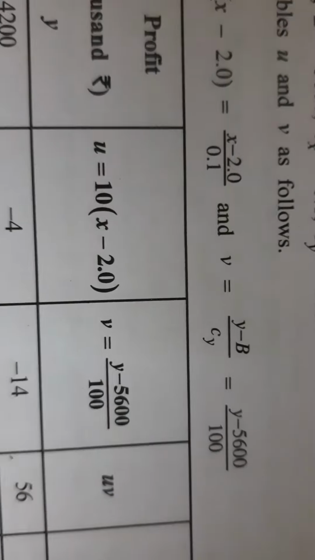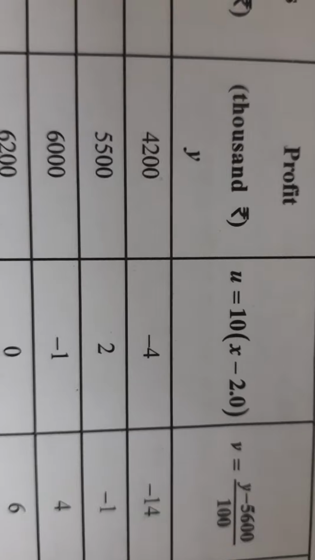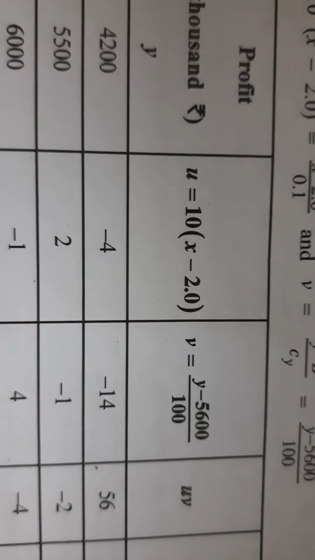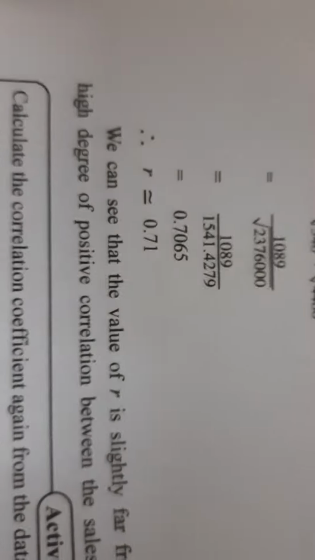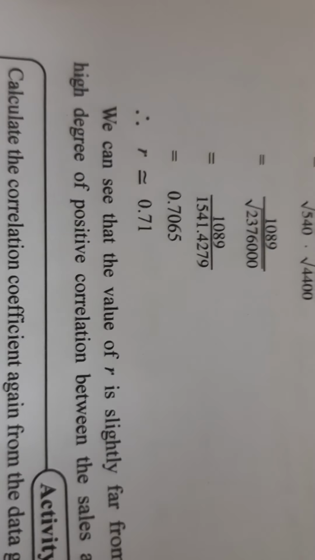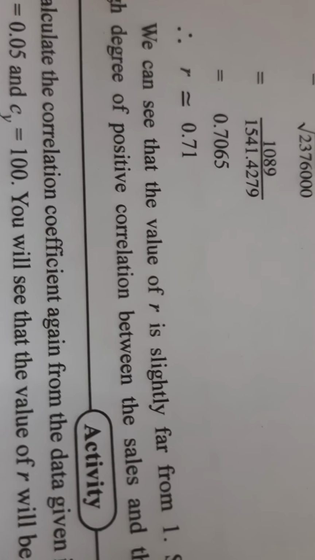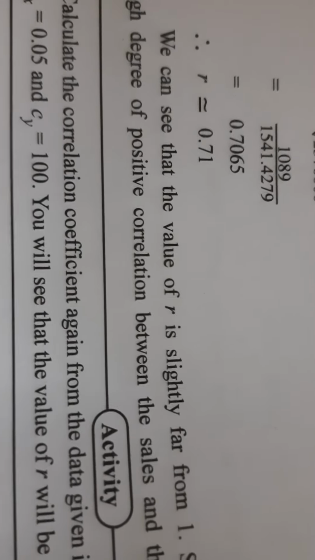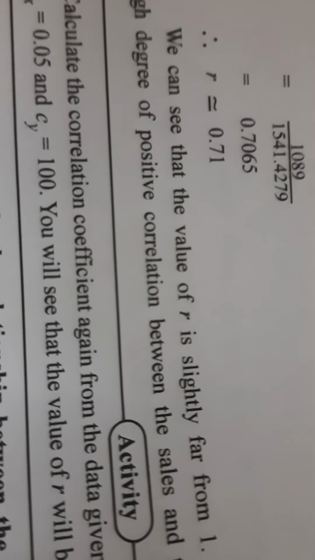V is equal to y minus 5600 upon 100. Here, see, the value of y is given in thousands, and therefore division by 100 is possible, and that's why we do it here. Then proceed further to calculate uv, u squared and v squared, and work out the sum. And finally we get the answer as 0.71. Okay, this is how we apply this equation in the sums. Now we can practice it and work out exercise 2.2 using different formulas which we have seen already.